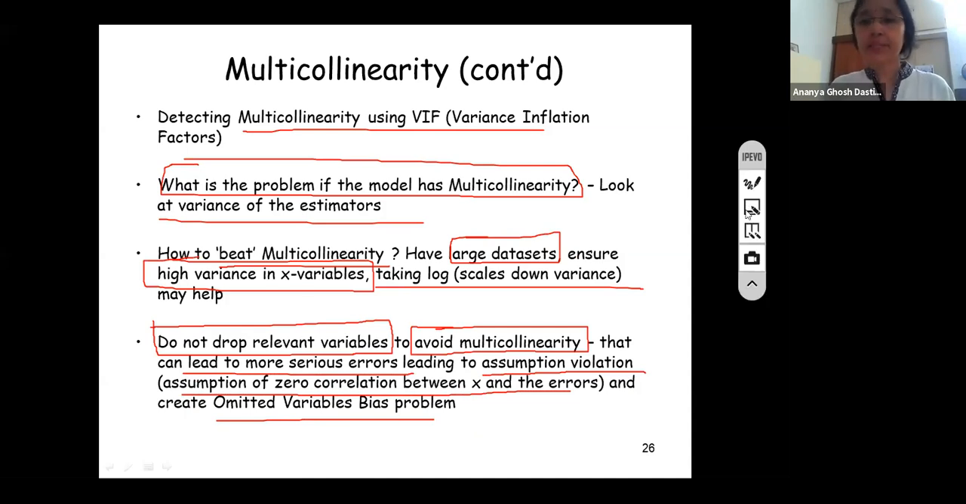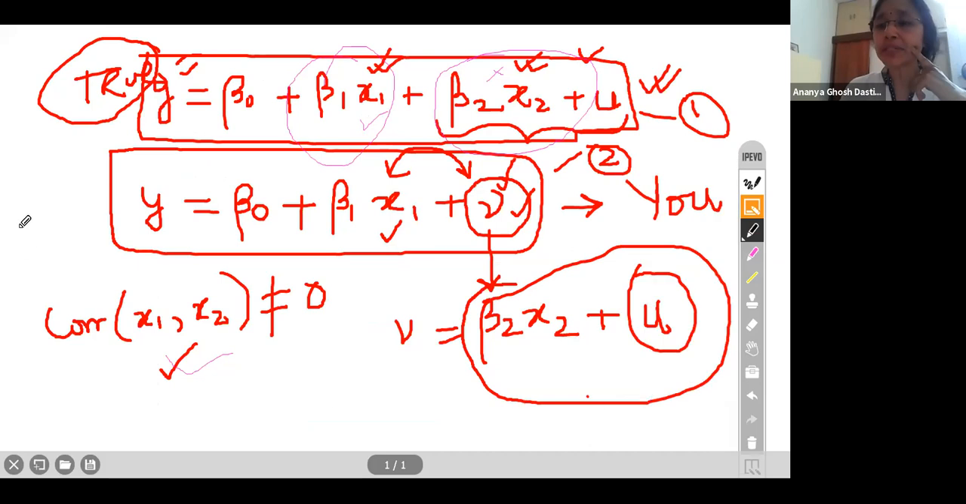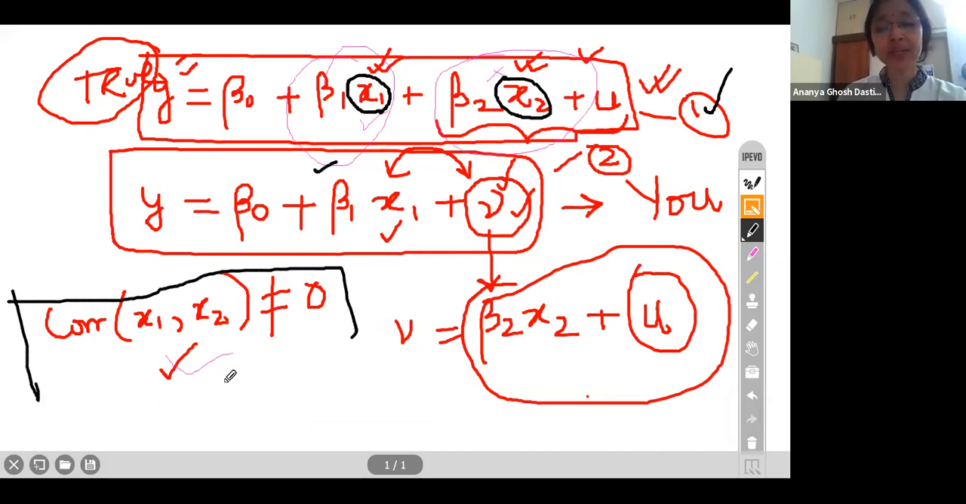So, if you remember, just before the break, we talked about this particular situation where suppose this is my model, and I think that there is a lot of multicollinearity between x1 and x2. So what do I do? I go and drop x2, and I just regress y on x1, and I do model 2. But if I do that, and if there is multicollinearity, then certainly the correlation between x1 and x2 is not zero. And x2 is sitting right there, because this is the true model.